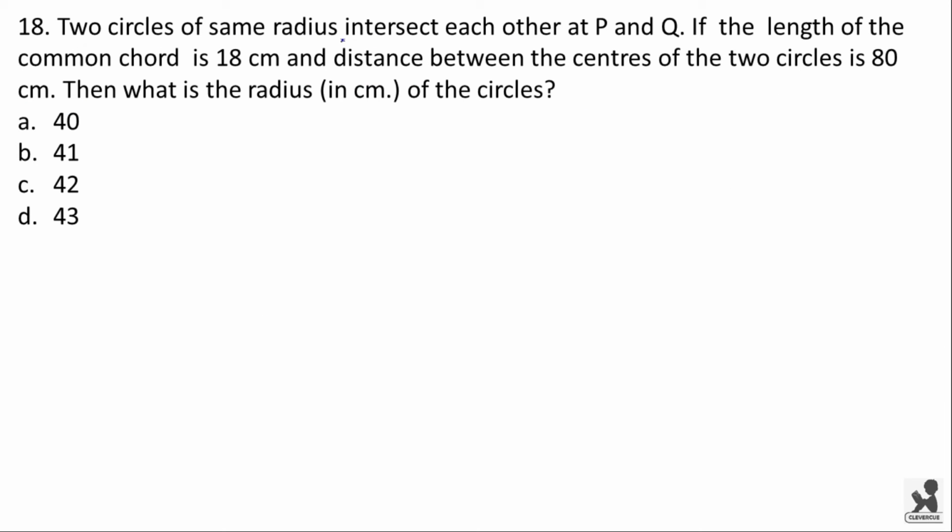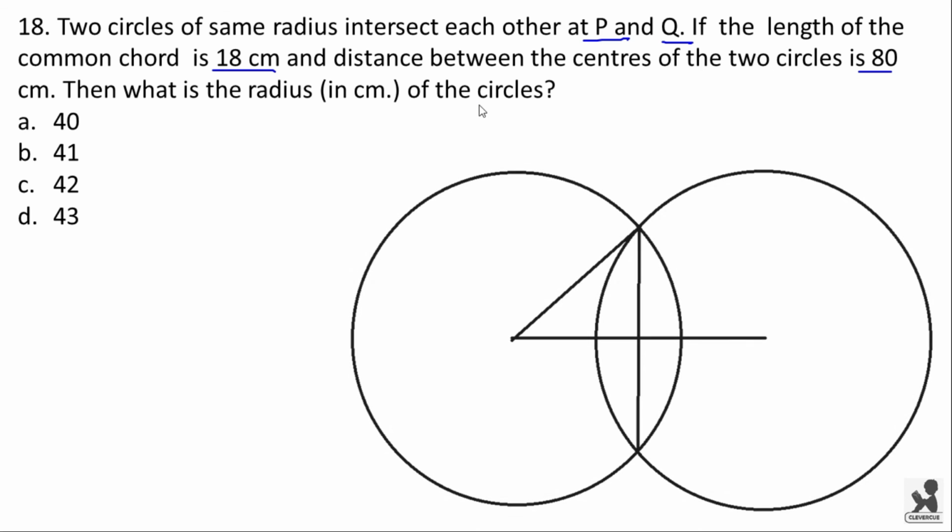Two circles of same radius intersect each other at points P and Q. If the length of the common chord is 18 centimeters and the distance between the centers of the two circles is 80 centimeters, then what is the radius of the circles? Here, this is the figure over here. Now we have two circles of same radius intersecting at P and Q. Let this be point P and this be point Q, and the centers be O1, O2. Let this intersecting point be A.